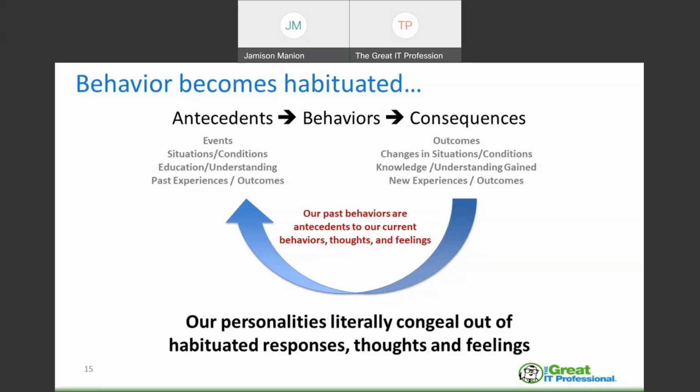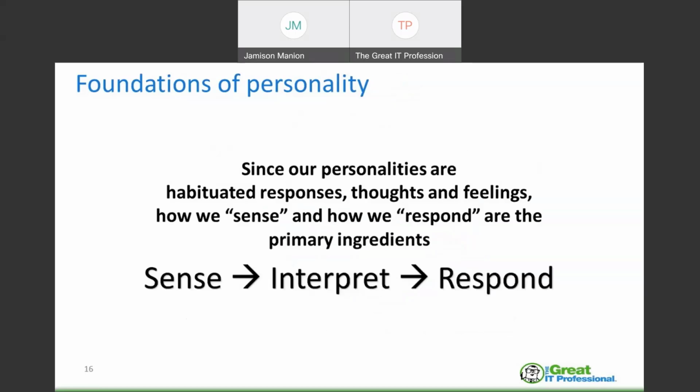So our behaviors and our thoughts become habituated, where we no longer necessarily give a lot of thought to it. Initially, we may say, where do you want to eat? I don't know. And you think about it. But in the future, it's a no brainer. And so our personalities are congealed, habituated responses and habituated thoughts, until we're not even aware that it's a thought we had to really think about once. Since our personalities are habituated, it comes back to we sense, interpret, respond. These ingredients of how we sense and how we respond become the primary ingredients for our hardened personalities.